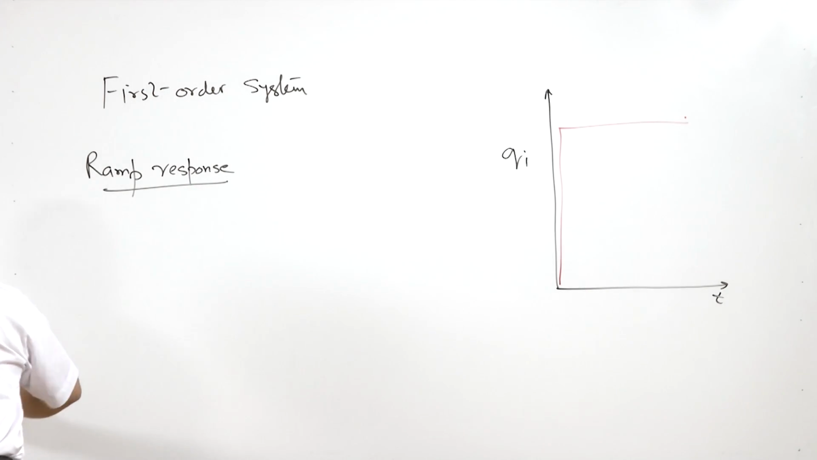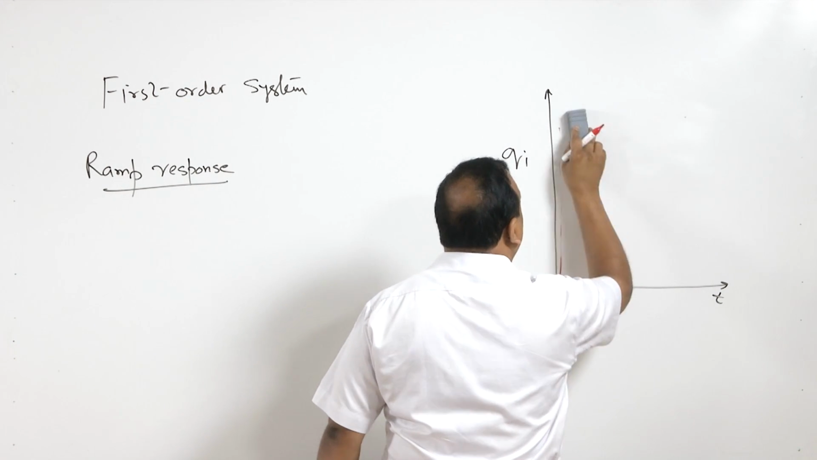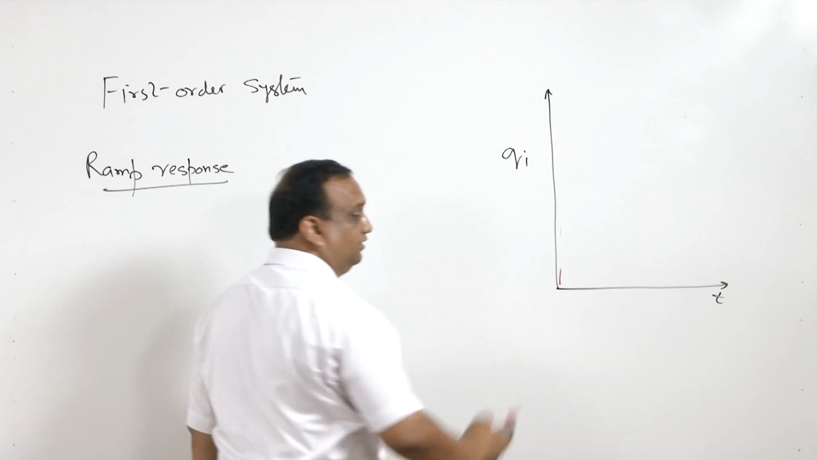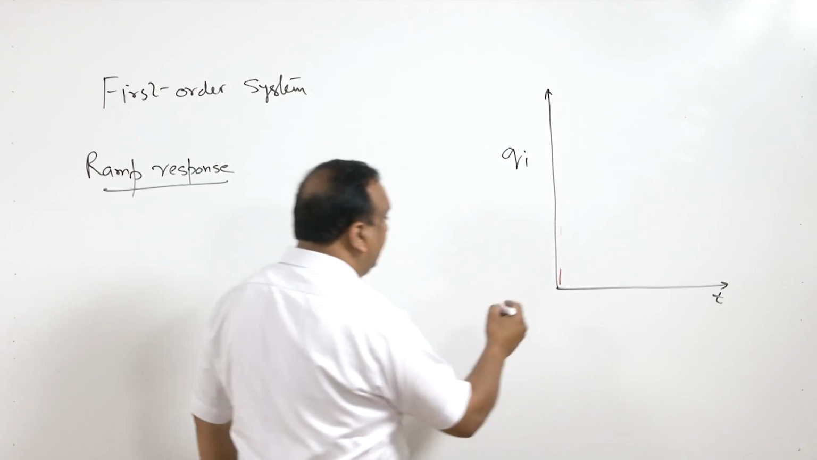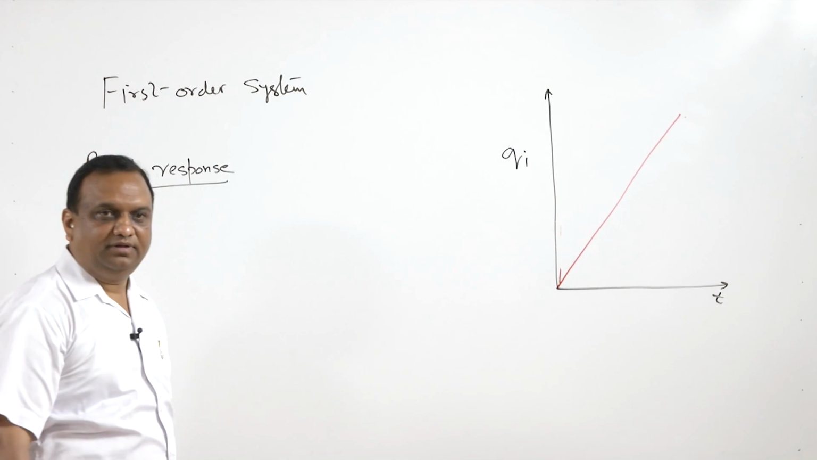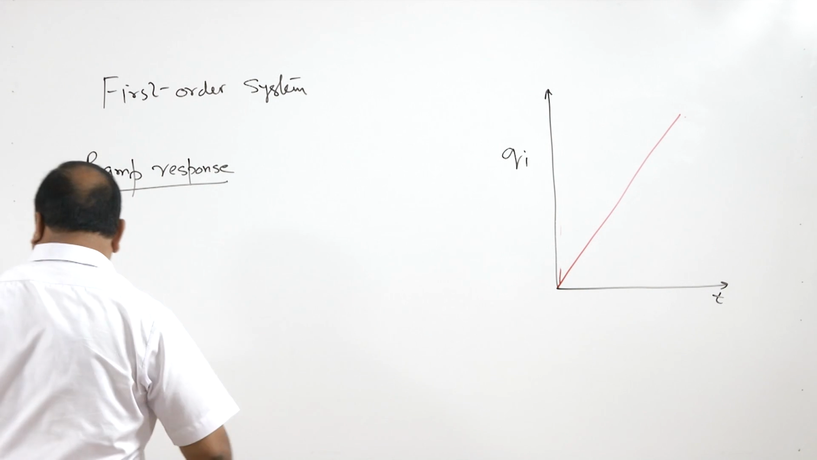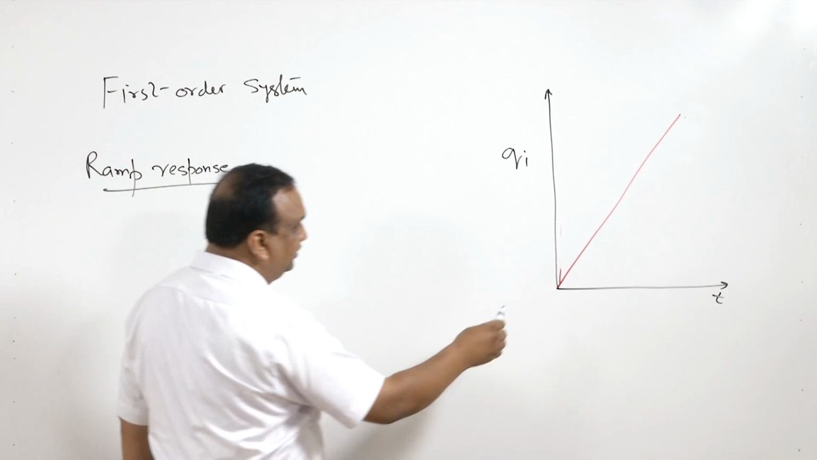But here the situation is different. Here, the input is a ramp input. The ramp input means the input is changing with time. There is a ramp, so for any particular time, you will find an altogether different input.